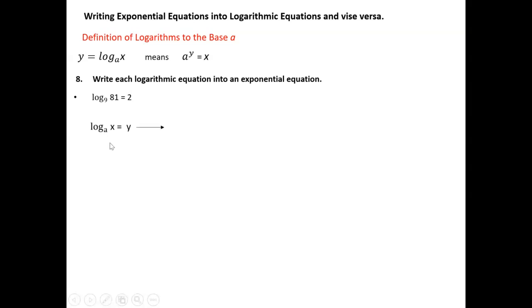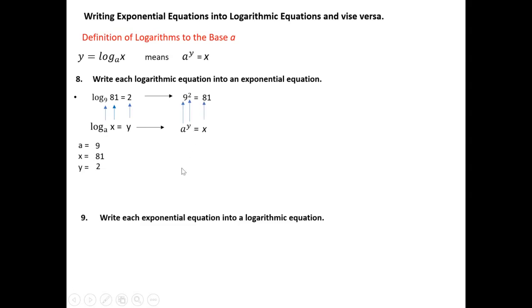Right. So here I have to go from logarithmic to exponential. Here we know that my a is 9, my x is 81, and my y is 2. Now we're going to put a to the power of y equals x, which is going to be 9 to the power of 2 equals 81. See, there's my a, there's my y, and there's my x. So this is my solution.